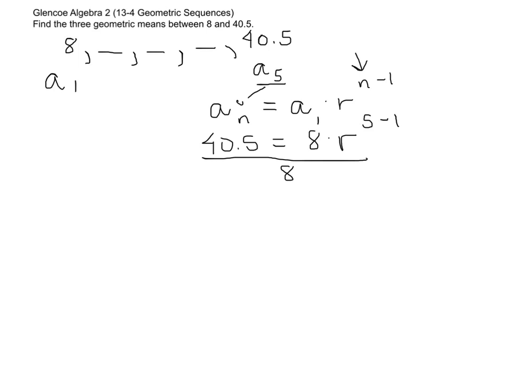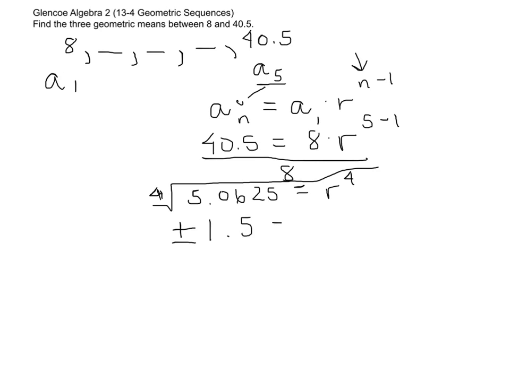40.5 divided by 8, when I type that in, I get 5.0625. This is now equal to our common ratio r to the fourth power. Now I'm going to take the fourth root of both sides of my equation because fourth roots will get rid of a fourth degree. Now with even indices, it's important to recognize that this will create a plus or a minus. So our common ratio could be positive or it could be negative. We get our common ratio as 1.5. The fourth root of 5.0625 is 1.5.